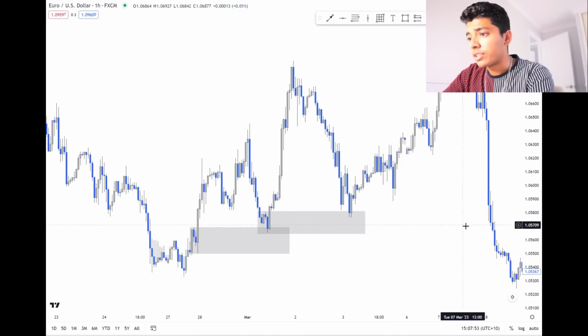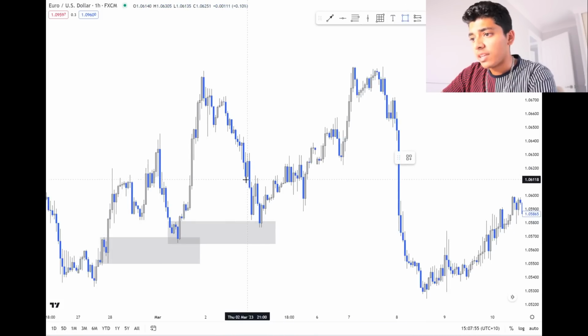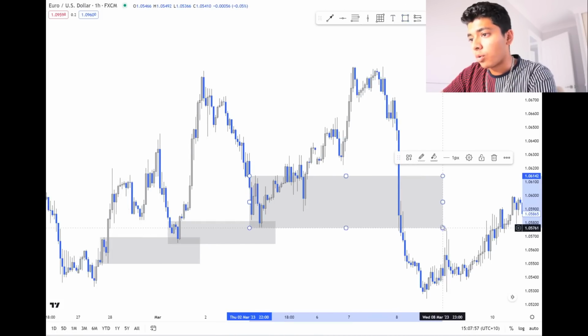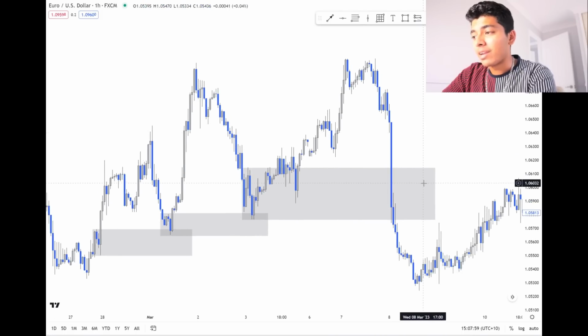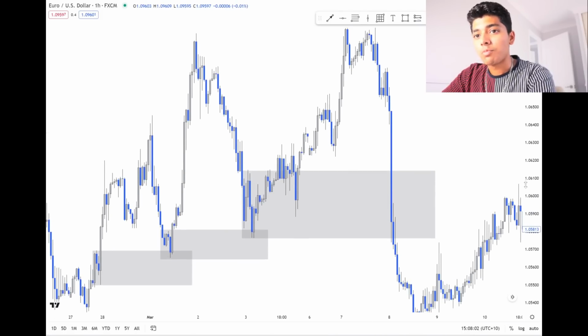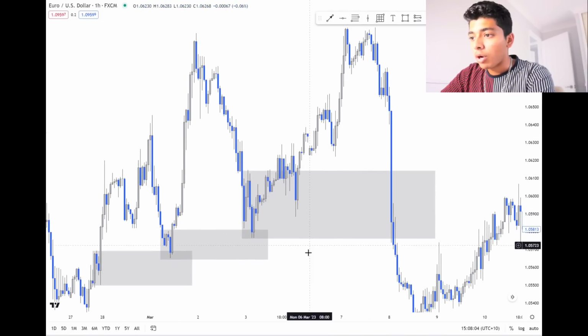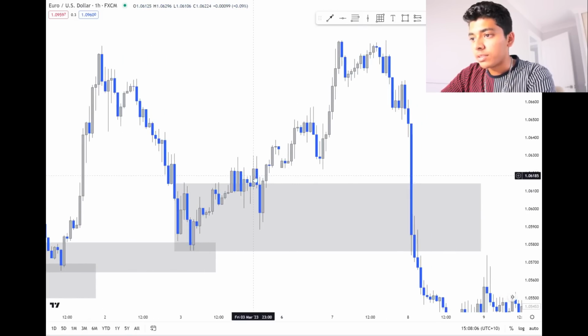Obviously, it's not going to work every single time. As we can see, this zone right here was not respected at all. But again, remember what I told you about imbalance? Remember what I told you about inefficiency? What can we see here? What are these candles like here?